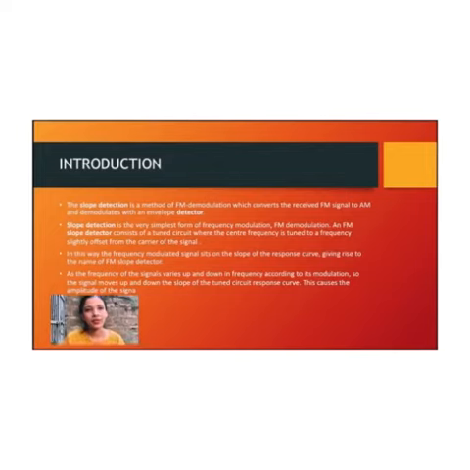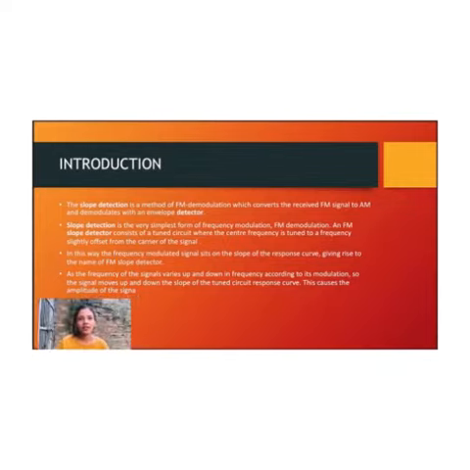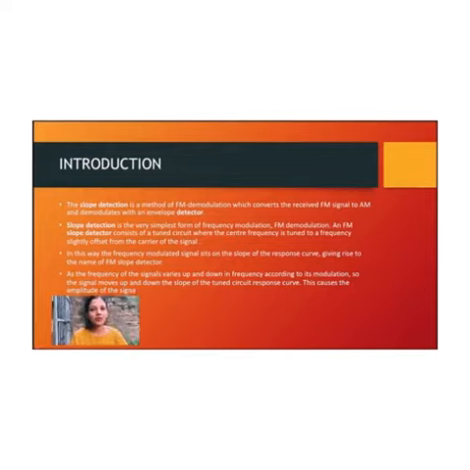The slope detection is the method of FM demodulation which converts the received FM signal to AM and demodulates with an envelope detector. Slope detection is the very simplest form of frequency modulation, FM demodulation, and a slope detector consists of a tuned circuit where the center frequency is tuned to a frequency slightly offset from the carrier of the signal.